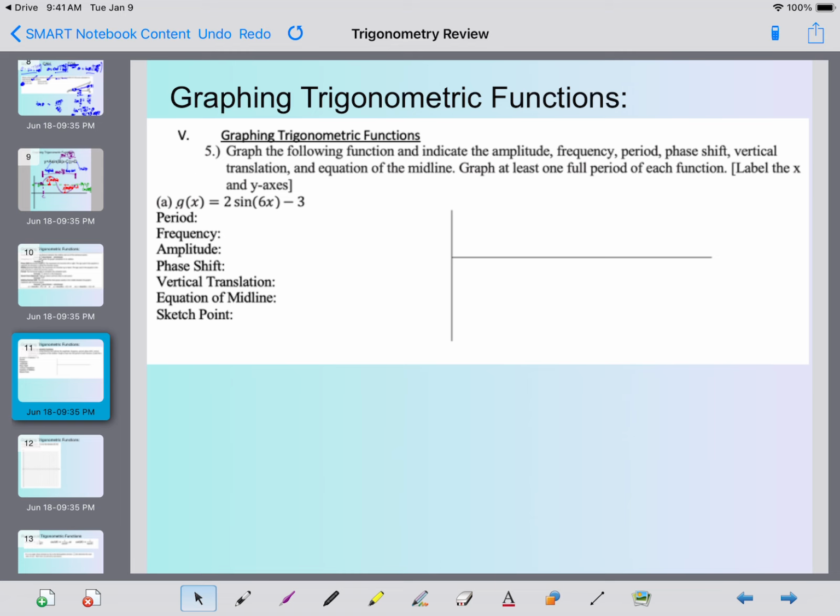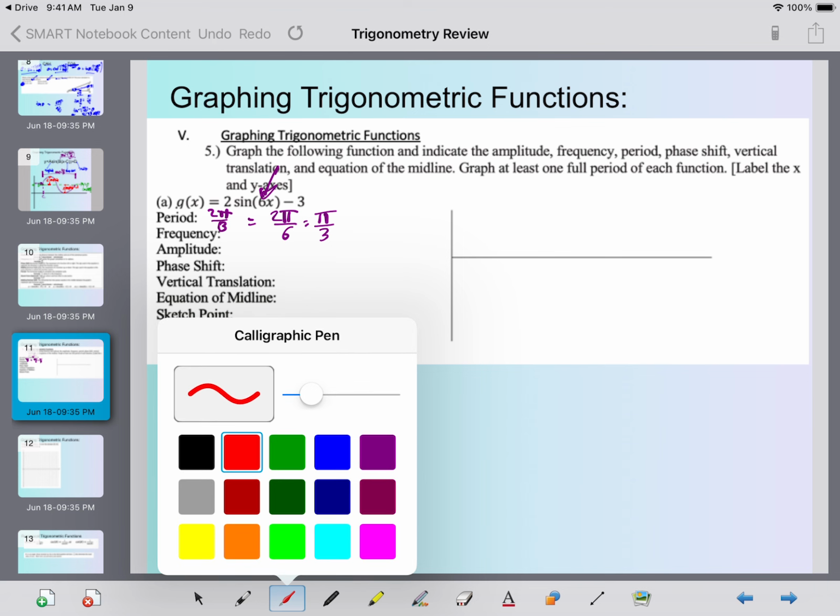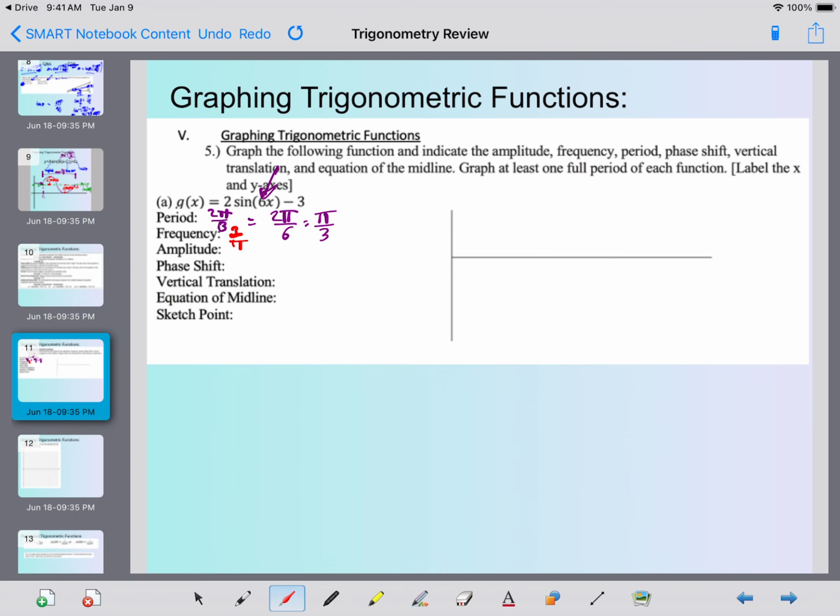So, graphing trig functions. Your period. We said that a period is 2 pi over b. In this case, your b is 6. So 2 pi over 6 is just pi over 3. Your frequency is the reciprocal of your period. It's 1 over your period. So rather than pi over 3, your frequency is going to be 3 over pi. Your amplitude is your A. Amplitude is 2.